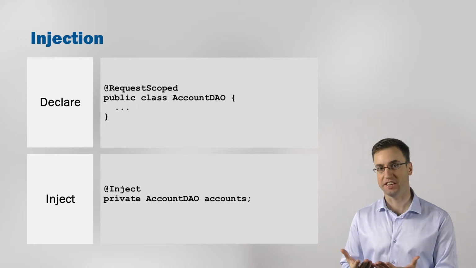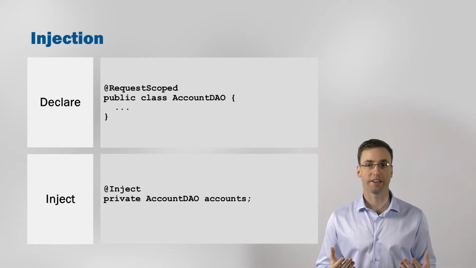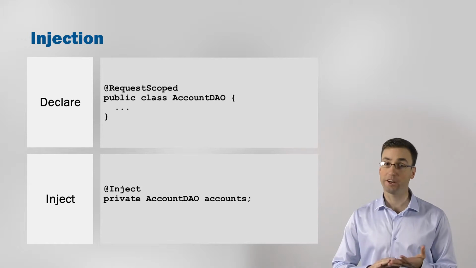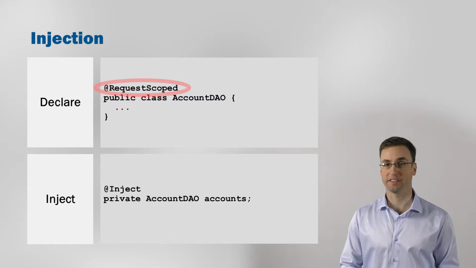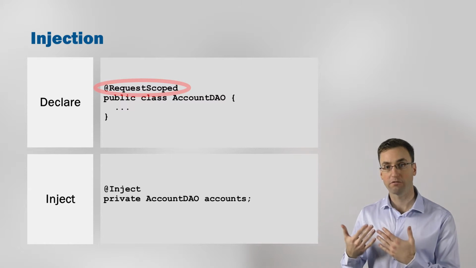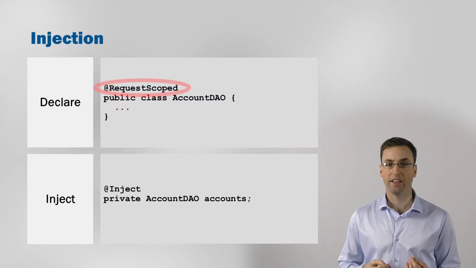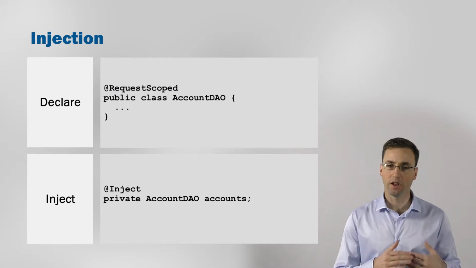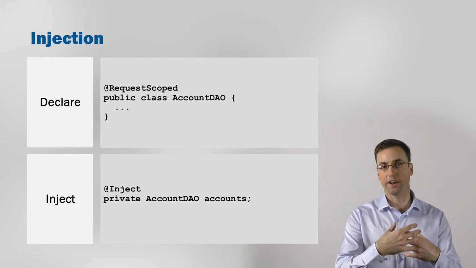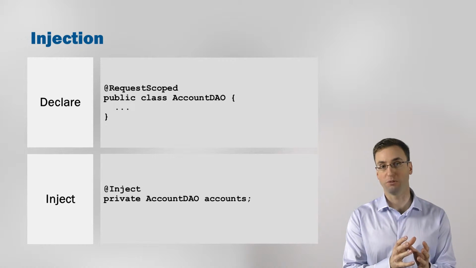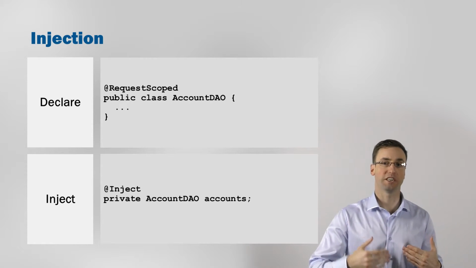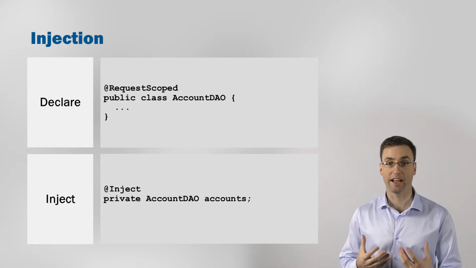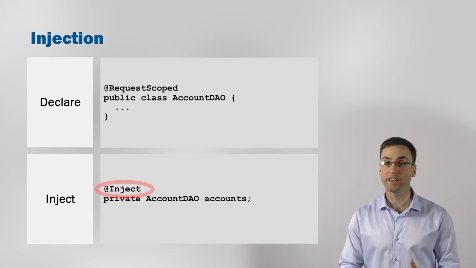Now, if we switch to CDI, that creation becomes automatic. It's managed by the application server. To get CDI to work, you first need to annotate the class with a scope. This scope, RequestScoped, tells CDI that it should create an instance of account DAO whenever it receives a page request. Within each page request, CDI will reuse that account DAO object that it created, but it creates new objects for each separate request.